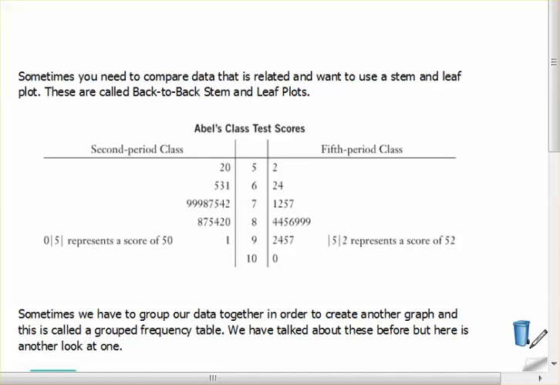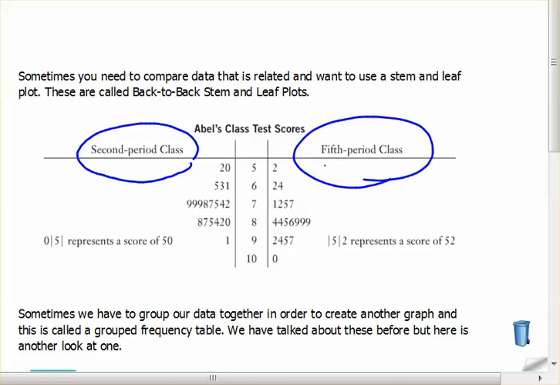Okay, sometimes you'll want to compare stem and leaf plots, and we call that a back-to-back stem and leaf plot. So here we have similar data. We're talking about their class test scores, but let's say we wanted to talk about her second period and her fifth period class. We could create those stems. Again, this would be our stem, and then we would have leaves for each one of the classes. So that would be a leaf, and then over here would be leaves also.